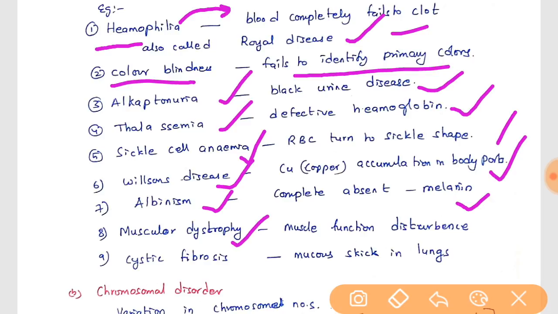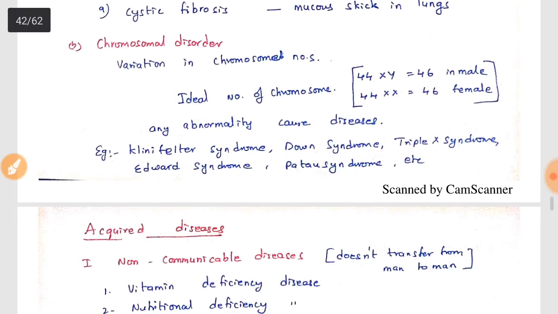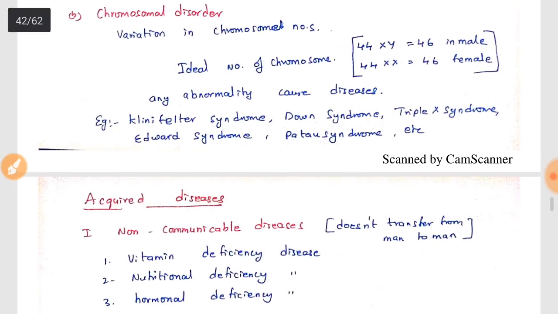Muscular dystrophy, muscle function disturbances, cystic fibrosis, mucus stick in the lungs, friends. So these all the 9 diseases. There will be some more diseases which are genetically caused and transferred from one generation to other generation.